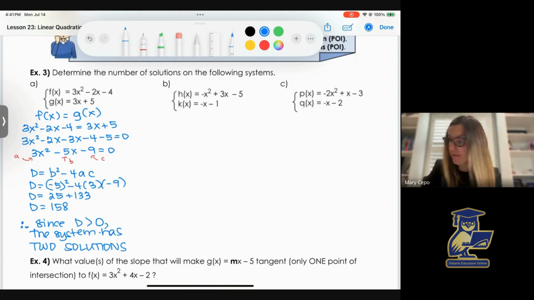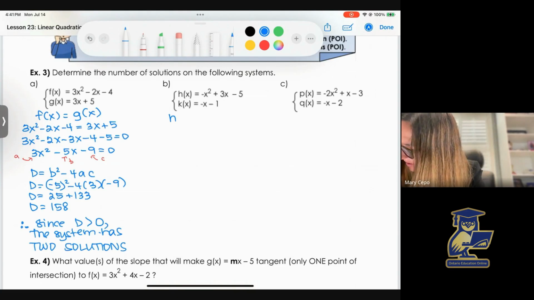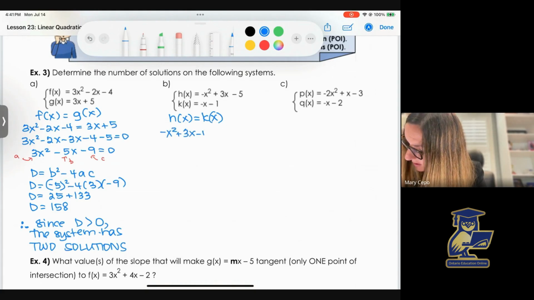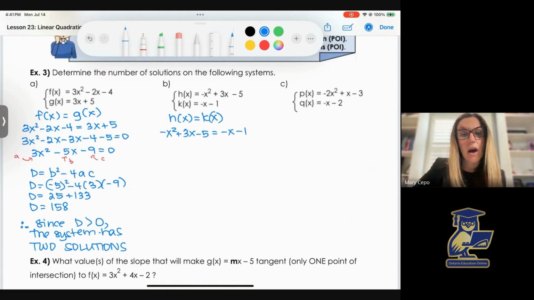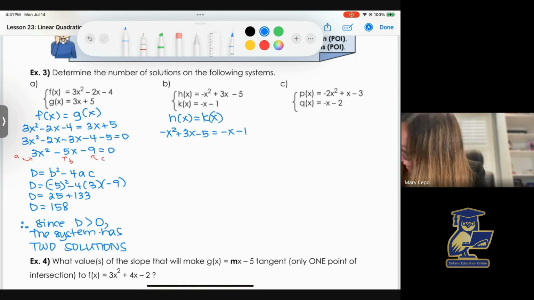So looking at B, same idea. We're going to say now h of x is equal to k of x, and we're going to say negative x squared plus 3x minus 5 is equal to negative x minus 1. Again, I always want to make sure that the a value of the quadratic equation is positive. So I'm going to move everything over to the right side. So 0 is equal to x squared, minus 3x, minus x, minus 1 plus 5.